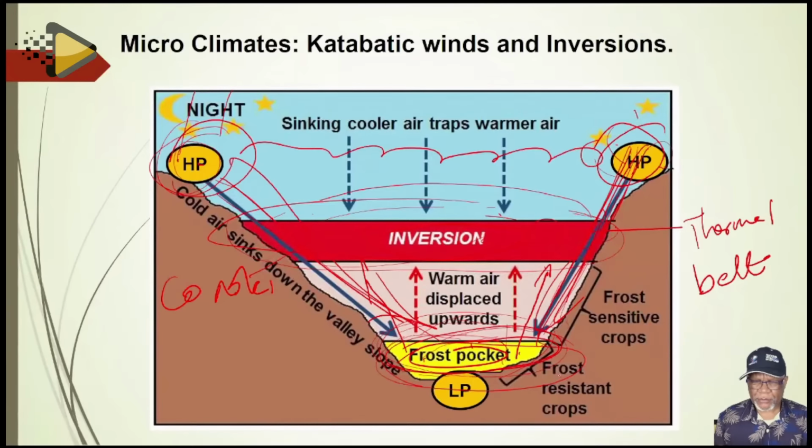And then we said again, when the warm air is in contact with the cold surface, what is going to happen in the valley there is condensation. And once condensation takes place, we are going to have what we call radiation fog in the early hours of the morning in the valley.